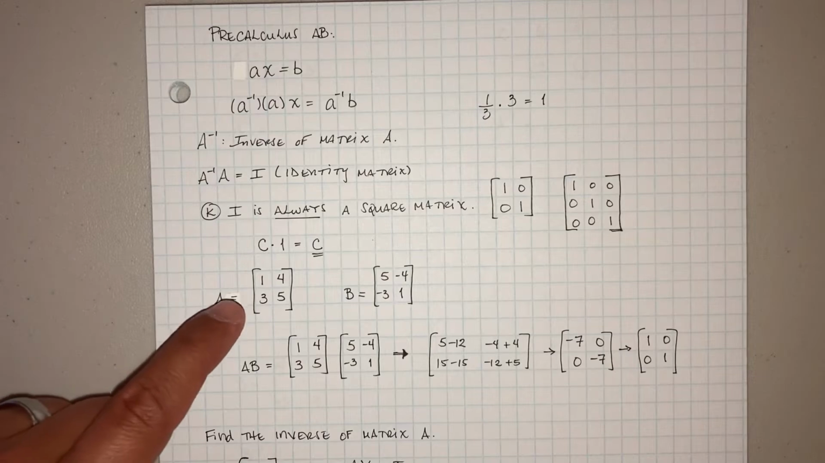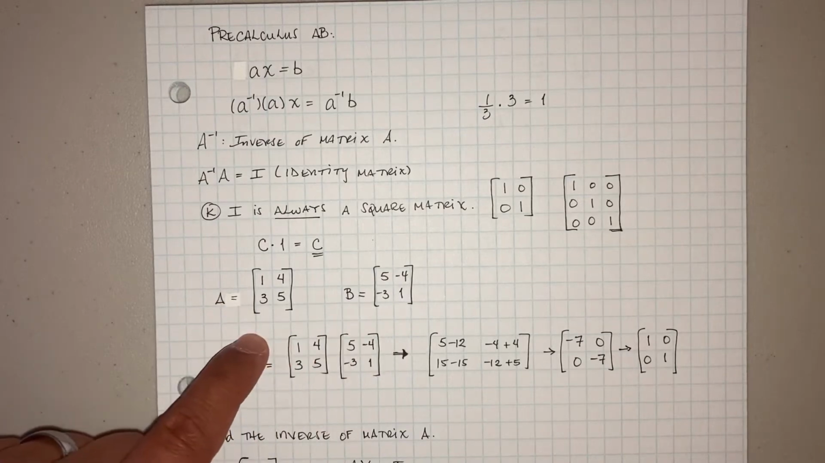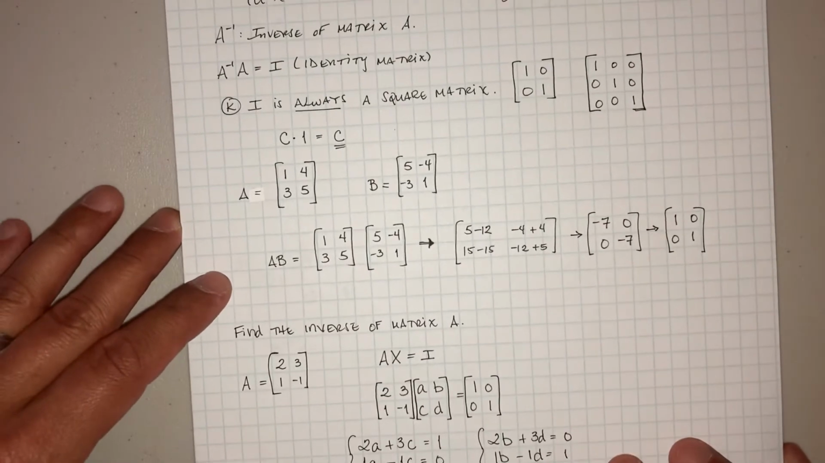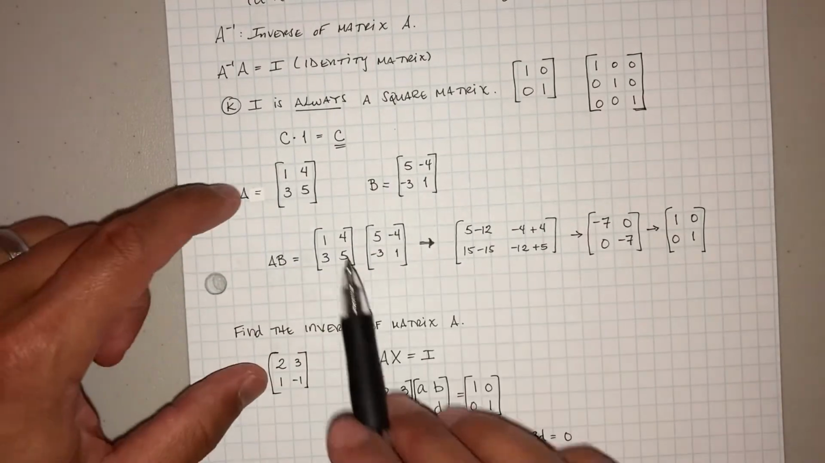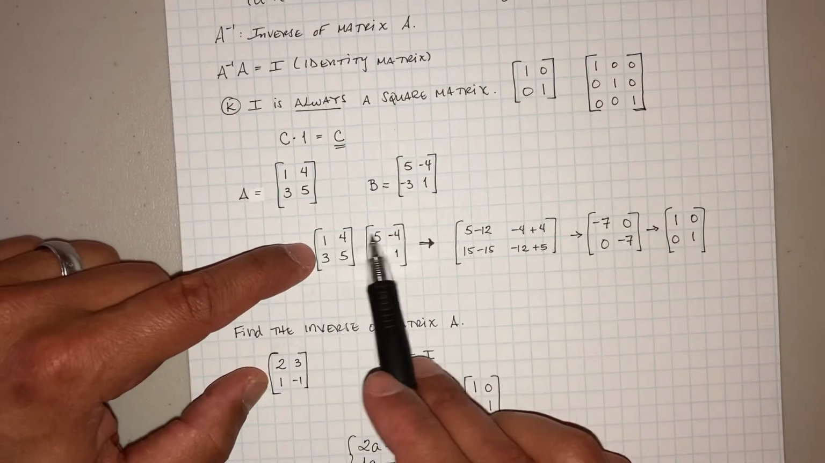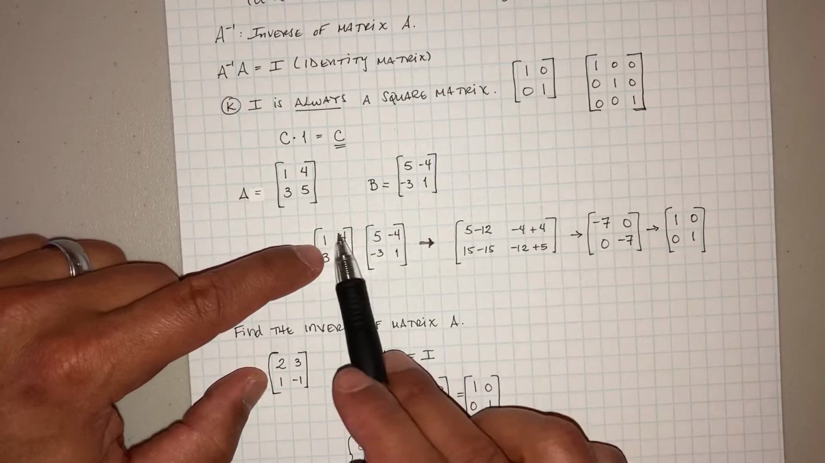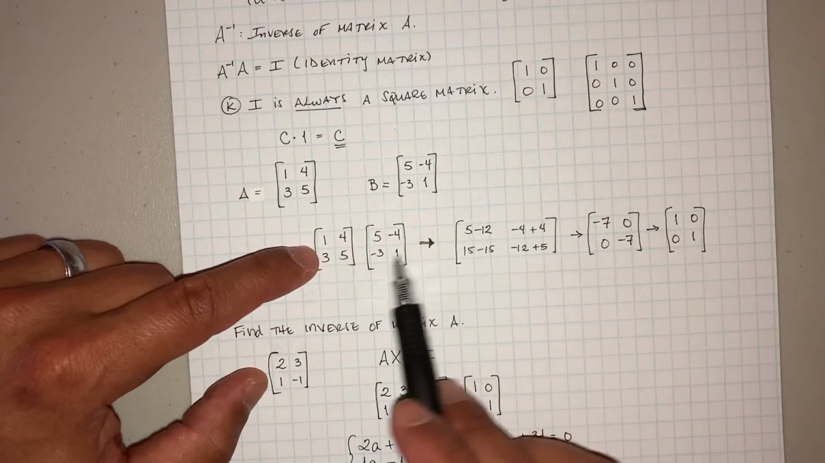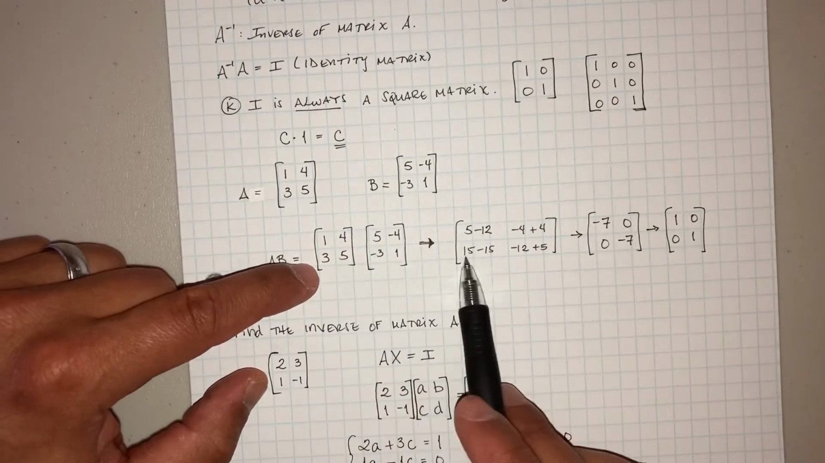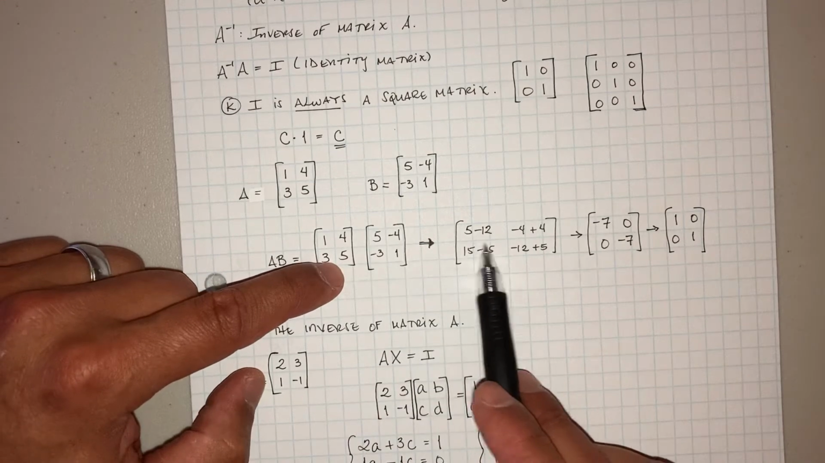So here we have two matrices, A and B, and we want to verify that they're inverses of each other. So we're going to multiply these out. Remember, row times column. So first row, first column: 1 times 5 is 5, 4 times negative 3 is negative 12. And then on the bottom, 3 times 5 is 15, 5 times negative 3 is negative 15.